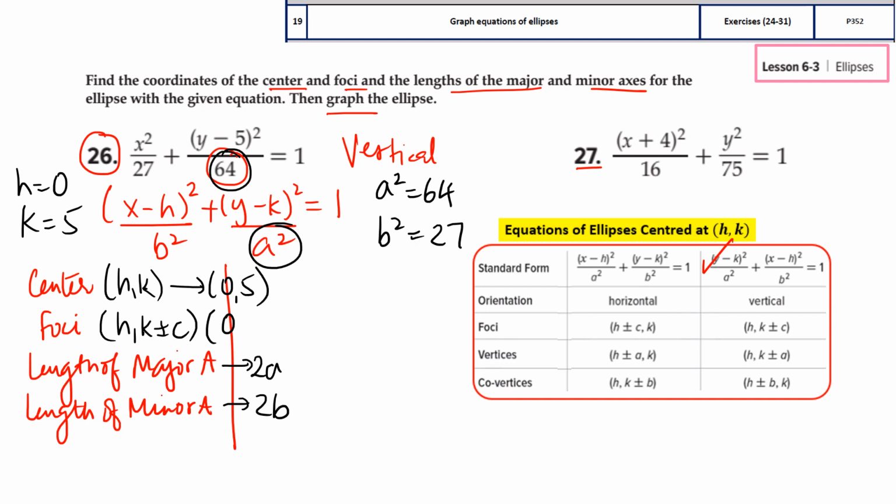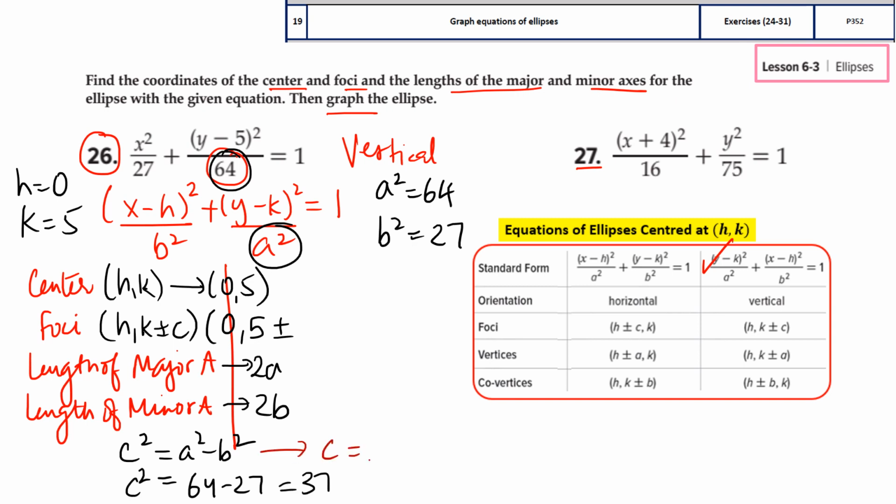Let's put the value for this. So 0 comma 5 plus minus c. So for c we will use c square equal to a square minus b square. So use your calculator, do the calculation, and for c we need the square root. So let's do that. So 64 minus 27 will give you 37. So c square is 37. So from here, your c is going to be square root of 37. So do that. It will come out to be a decimal. You can round it off also. So this is 6.08. We've got our c. We can put it here.